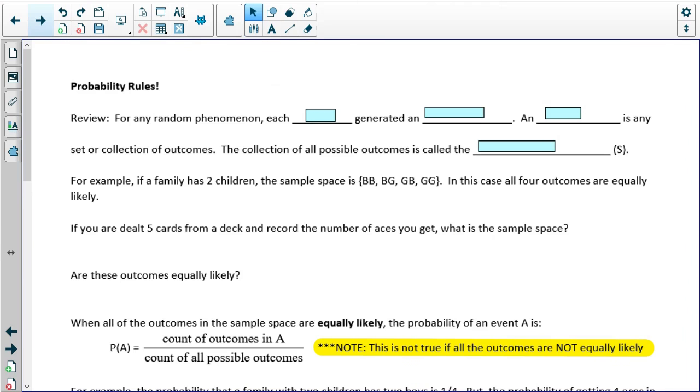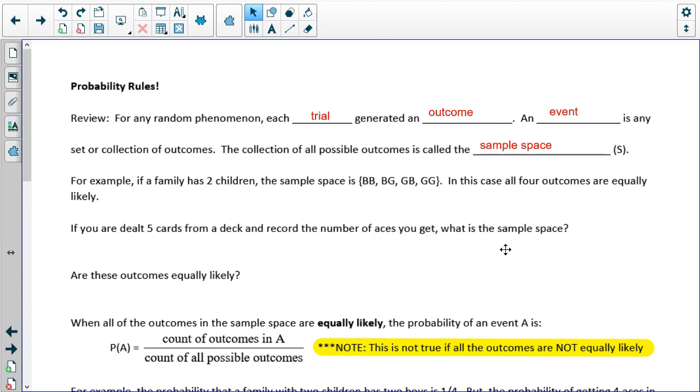Probability rules. Let's go over some probability rules a little bit. For any random phenomenon, one more time, each trial generates an outcome, and an event is any set or collection of outcomes, and the sample space is the collection of all possible outcomes. We've talked about sample spaces a little bit, but here's another example. If a family has two children, the sample space is boy-boy, boy-girl, girl-boy, or girl-girl. In this case, all four outcomes are relatively equally likely.